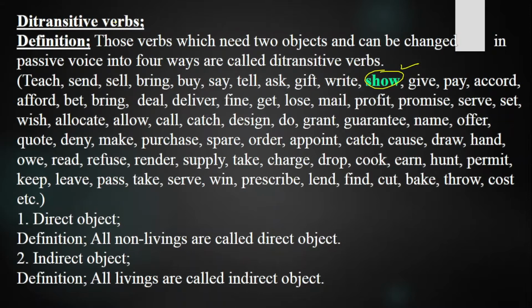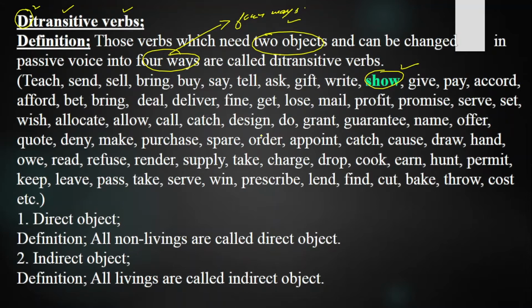Ditransitive verbs, definition first we will discuss. Di means two, transitive means it can be changed from active voice into passive voice, and verb shows an action. So the definition is: those verbs which need two objects and can be changed from active voice into passive voice in four ways are called ditransitive verbs. You can change them in four ways.